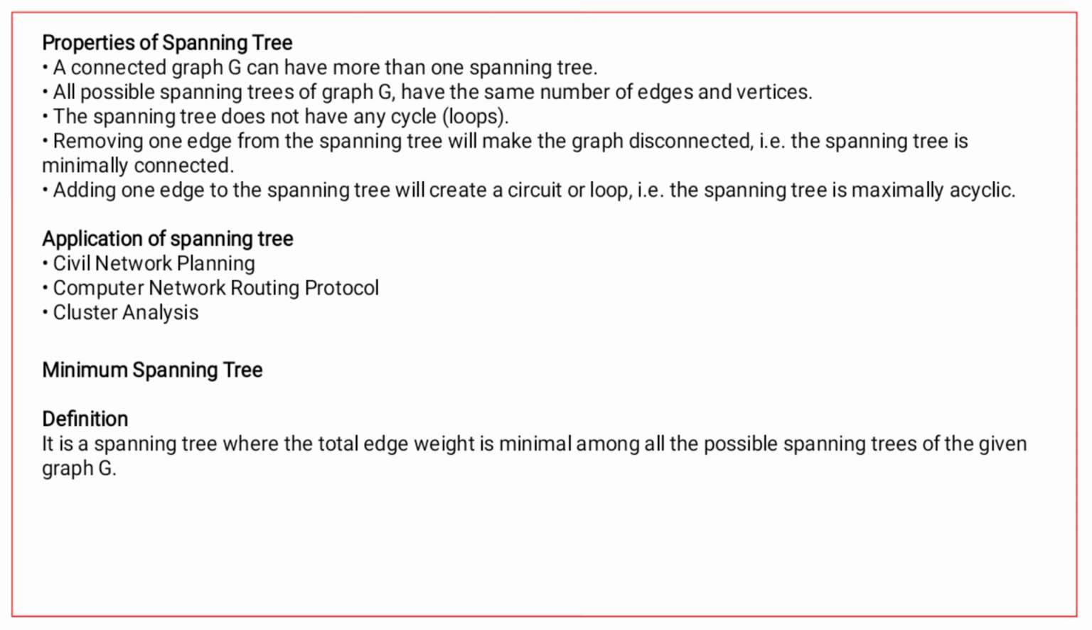Minimum weight spanning tree is a spanning tree where the total edge weight is minimum among all the possible spanning trees of the given graph. Such spanning tree with minimum weight is called minimum weight spanning tree. Minimum spanning tree is not necessarily unique.